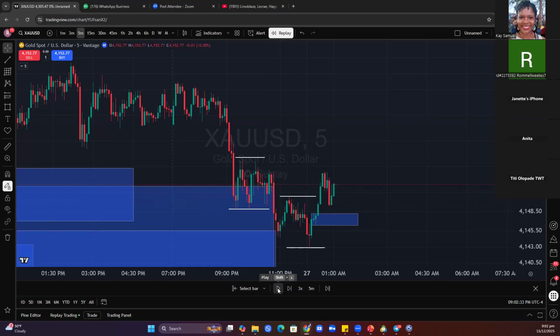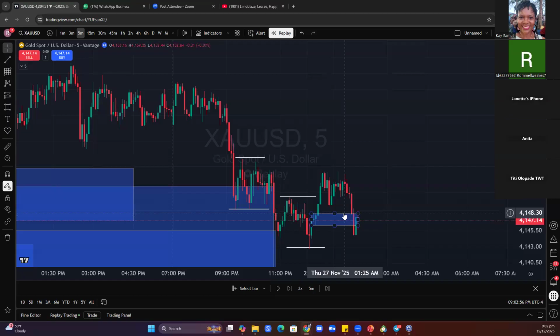So no, we just want price to pull back. You know what I mean? We want price to pull back. Remember, you've got the imbalance as one area, or you've got here as your order block as another. Those are your two options when you're entering the market, right? And that's it, guys. Boom, you get in the market.